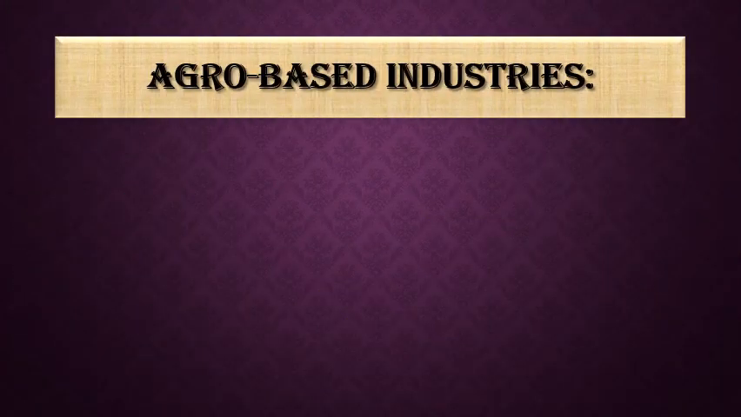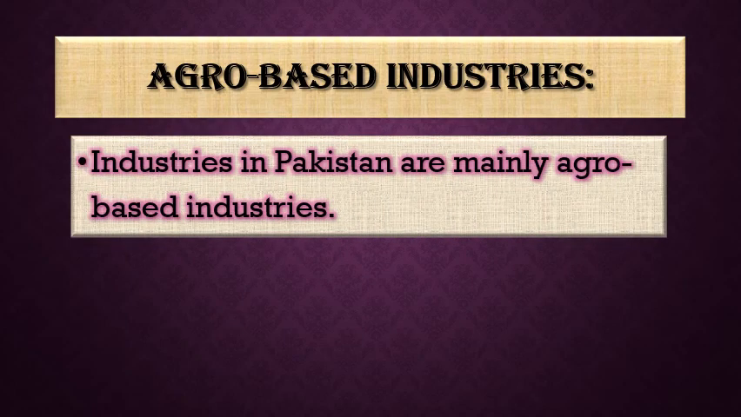So we are going to learn about agro-based industries, and as we have learned from your book, industries in Pakistan are agro-based industries. Because Pakistan is an agricultural country and the raw materials for these industries come from raw cotton, sugarcane, and these kinds of things.